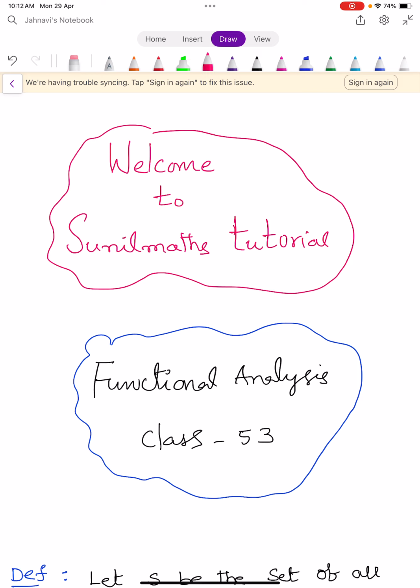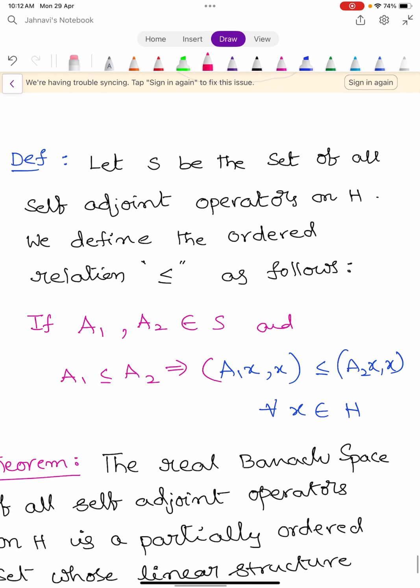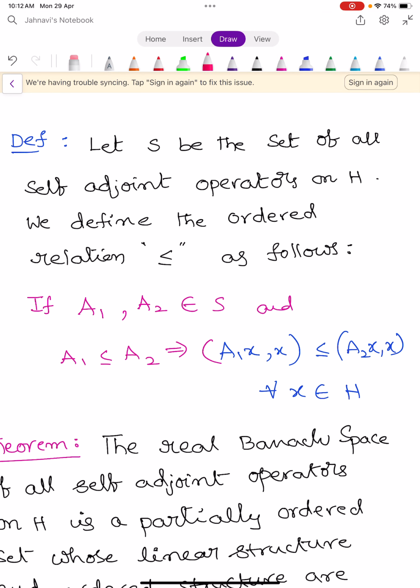In this video, we'll learn a definition followed by a theorem. Let us see the definition. Let capital S be the set of all self-adjoint operators defined on a Hilbert space capital H.